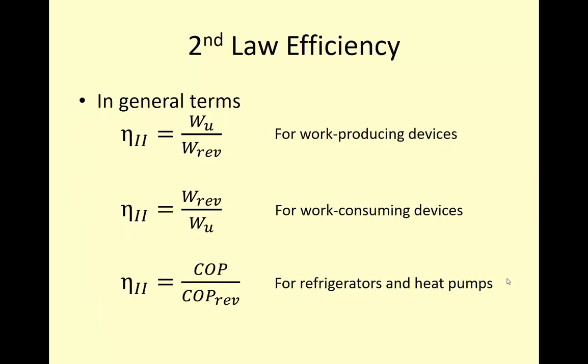So in general terms, if we want to calculate our second law efficiency, for work producing devices, we can use the thermal efficiency over the reversible thermal efficiency, or we can say that it's the useful work divided by the reversible work. And then for work consuming devices, it would be the reversible work divided by the useful work. And for refrigerators and heat pumps, we use, instead of thermal efficiency, coefficient of performance. So it's the coefficient of performance of the actual refrigerator or heat pump divided by its reversible coefficient of performance.